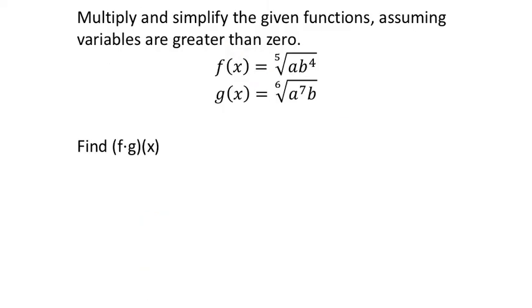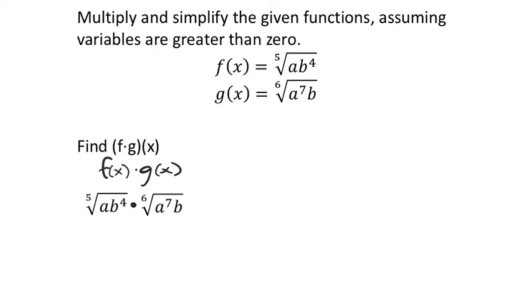So multiply and simplify the given functions, assuming variables are greater than 0. Not that we really care about that. We're just going to simplify here. So it says here we're going to take f times g of x. Okay, so that's really just f of x times g of x, which we know f of x is this right here. So we're going to take this and multiply it by g of x, which is this right here. And what the heck, let's put a multiplication between there to make it official.